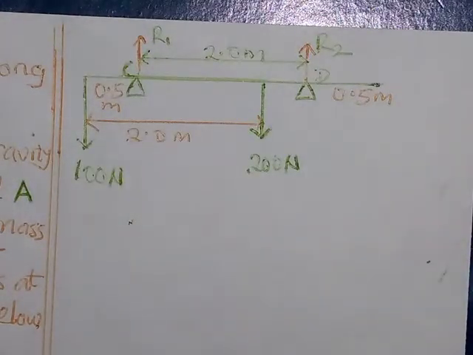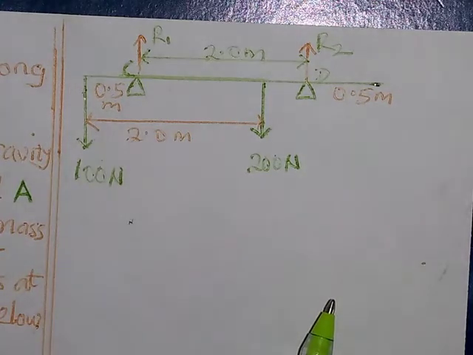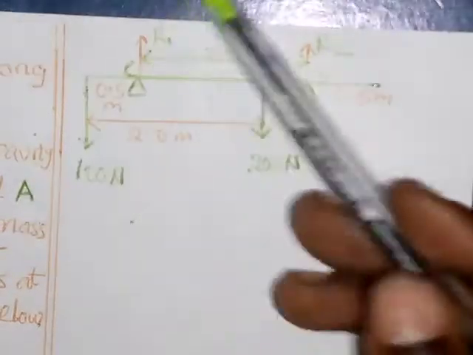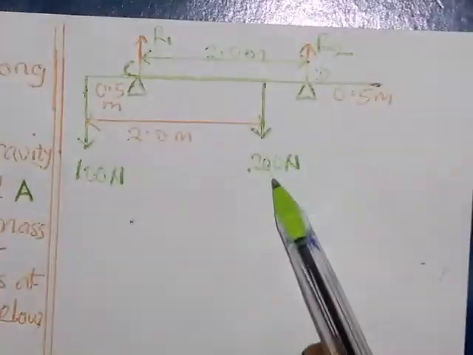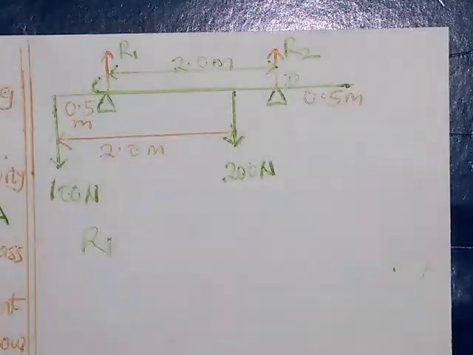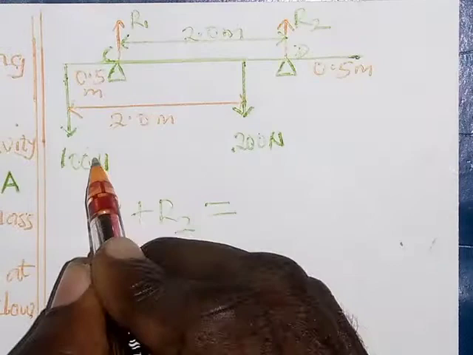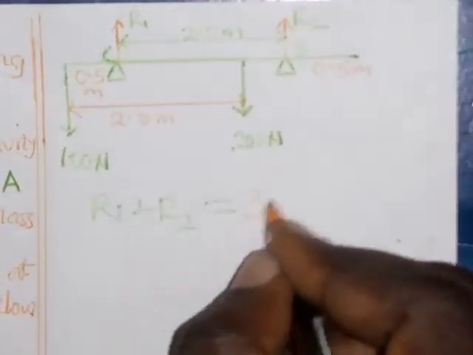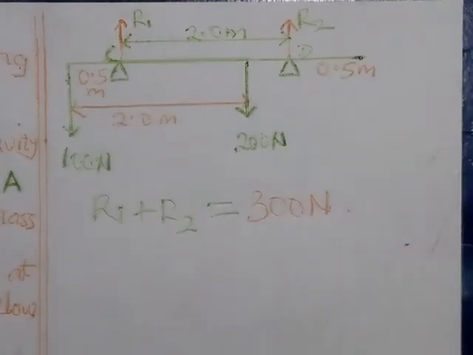Now, this is assumed to be in horizontal equilibrium. Since it is in equilibrium, the sum of the upward forces must be equal to the sum of the downward forces. The upward forces are R1 and R2, and the downward forces are 100 and 200 Newton. So R1 plus R2 must be equal to 100 plus 200, which is 300 Newton. So that's the first thing I have to do, the sum of those forces.